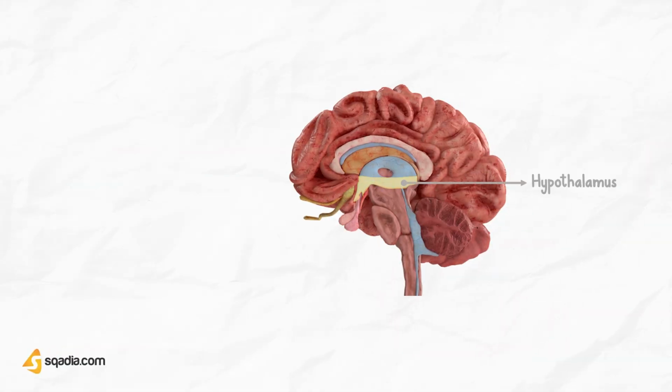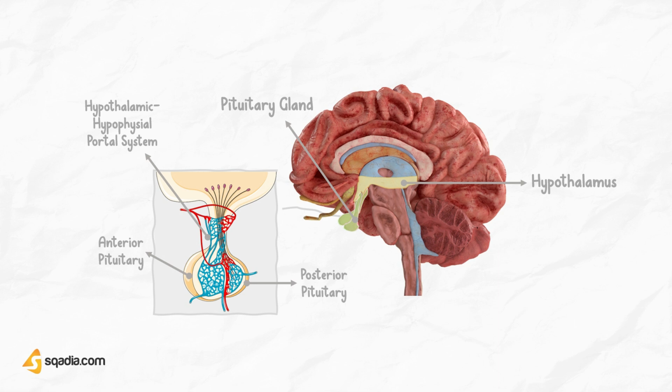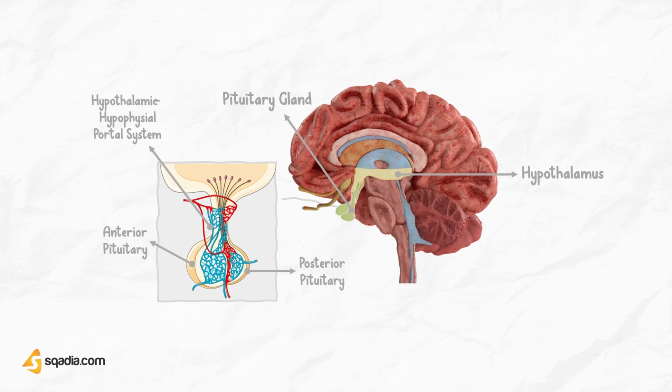Here, you can see the hypothalamus, the part of the brain that maintains homeostasis. Now, the hypothalamus extends to form a small pea-sized gland, known as the pituitary gland. If we zoom into this pea-sized gland, you can see it is divided into two parts: the anterior pituitary and posterior pituitary. The anterior lobe of the pituitary gland is linked to the hypothalamus by the hypothalamic hypophyseal portal system. Thus, blood from the hypothalamus that contains high concentrations of hypothalamic hormones is delivered directly to the anterior pituitary.